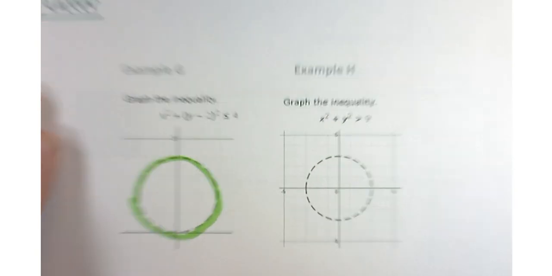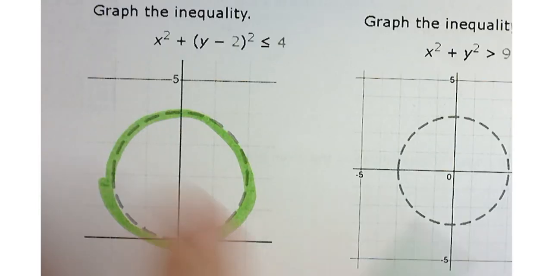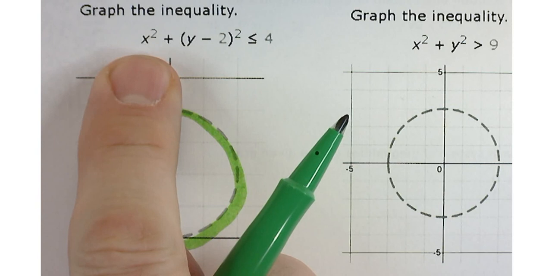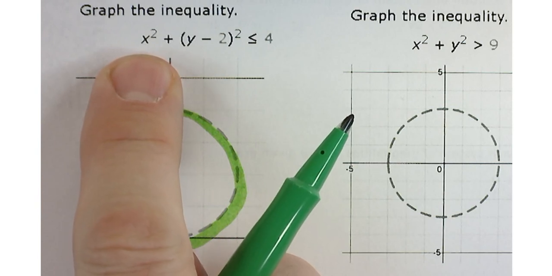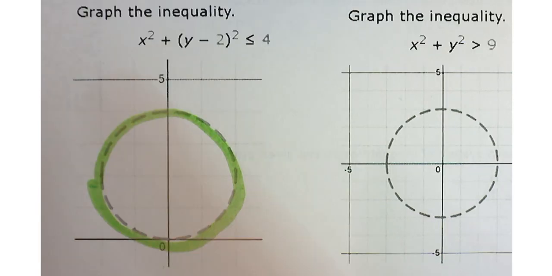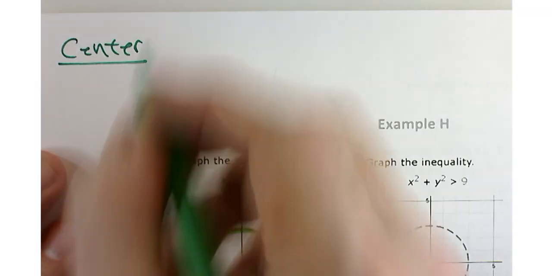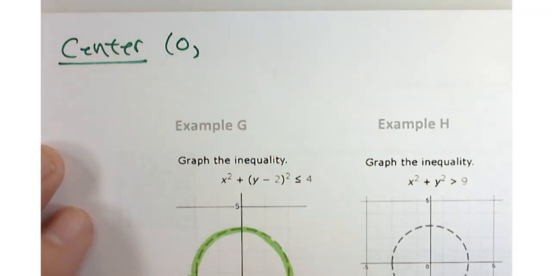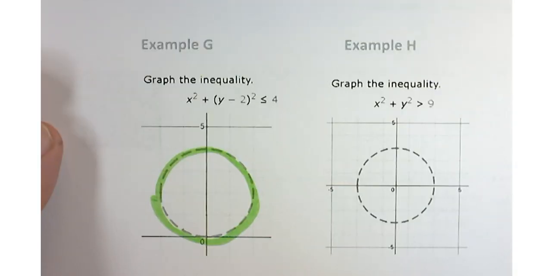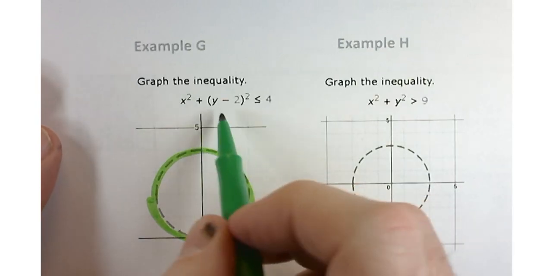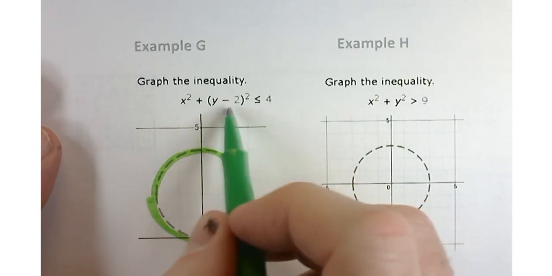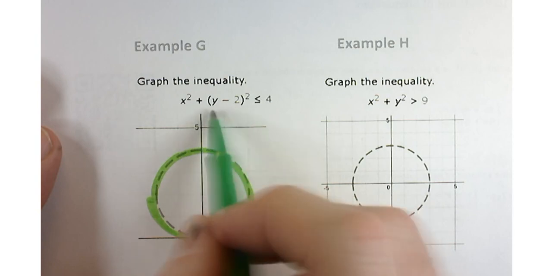And as far as figuring out where the center is, what value of x makes the squared term equal to 0? Well, 0, right? So x equals 0 is the x coordinate of the center. How about the y coordinate of the center? What value of y makes the y term equal to 0? 2. So there's your center.